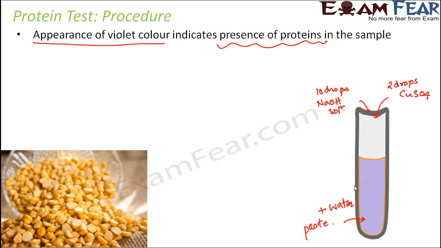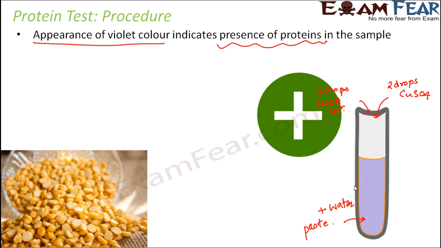Not only with pulses, you can consider any item. Maybe you can take some potato, smash it, put it in a test tube, add some water, and then add 2 drops of copper sulfate, add 10 drops of sodium hydroxide, and see if the color changes or not. If the color changes to violet, that would mean that proteins are present in potato. If it doesn't, that would mean there is no protein present in potato. So this is how we can check which food items contain proteins and which do not.